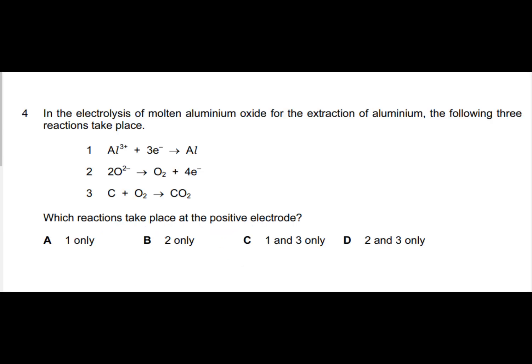Question number 4 says that in the electrolysis of molten aluminium oxide for the extraction of aluminium, the following three reactions take place. Which reaction takes place at the positive electrode? Alright, so the positive electrode is the anode. At the anode, oxide ions get oxidized, and then oxygen reacts with the carbon of the electrodes to form carbon dioxide gas. According to this information, equations 2 and 3 are the correct answers. So that means Delta is the correct answer for this question.